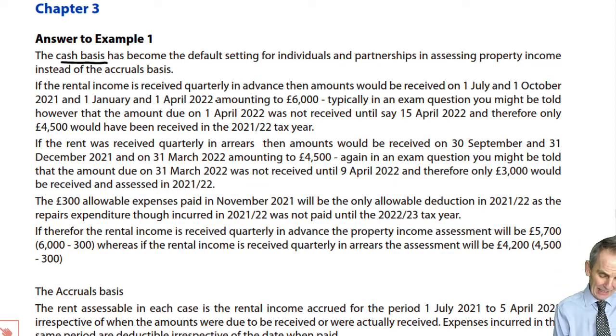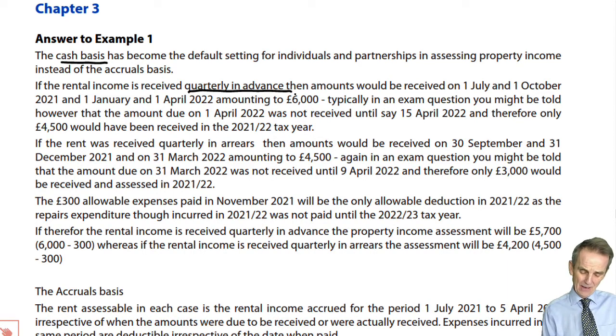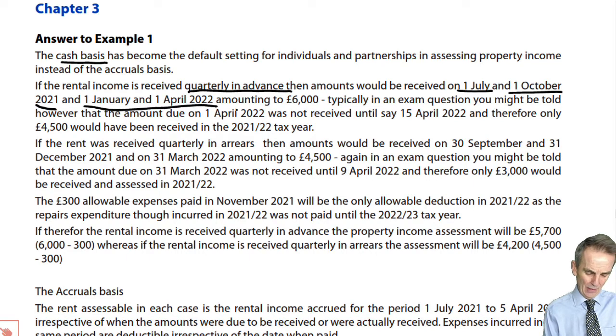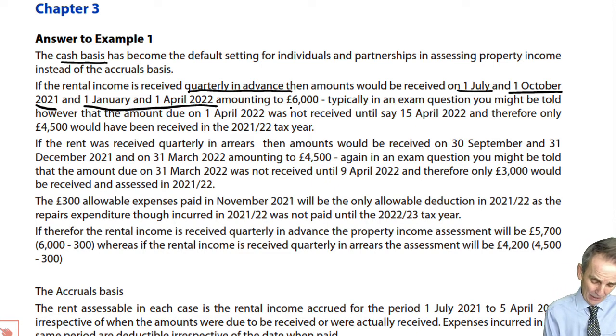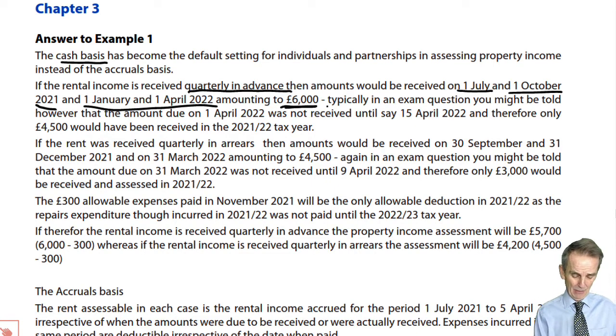So on the basis that it is quarterly in advance here, that as we said, started on the 1st of July, then due 1st of October 21, 1st of January and 1st of April 22. 1st of April 22, just in there before or by the 5th of April 2022. So those amounts of cash received, that's four such quarterly figures of £1,500 a quarter, because it was £6,000 for the year. So we got all four, it's £6,000.